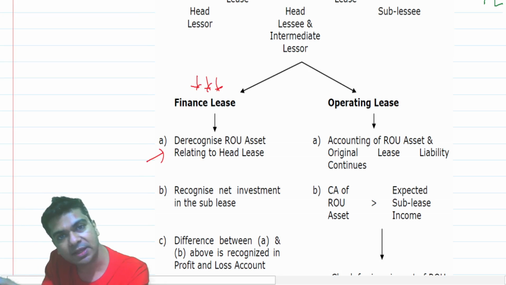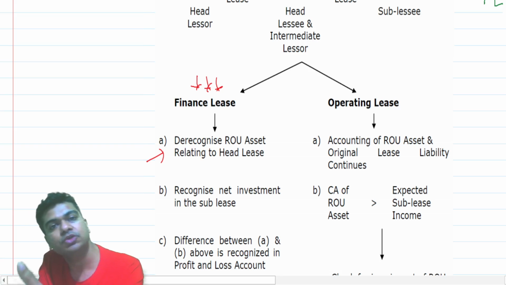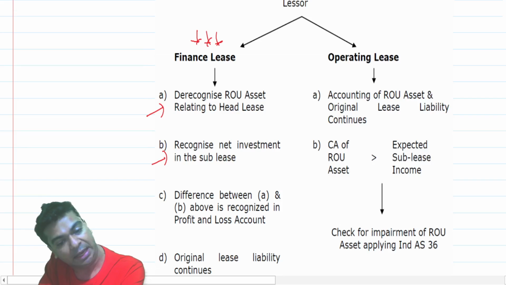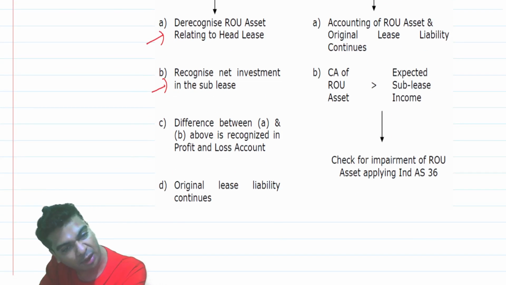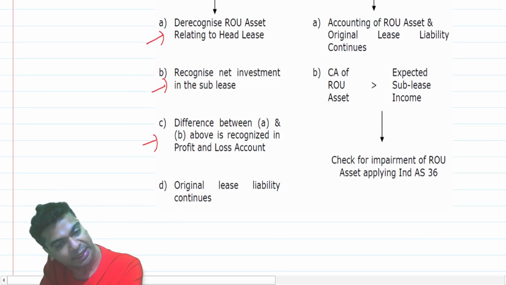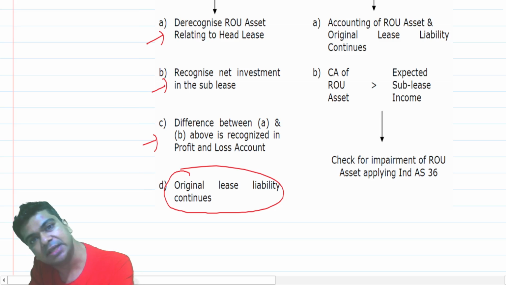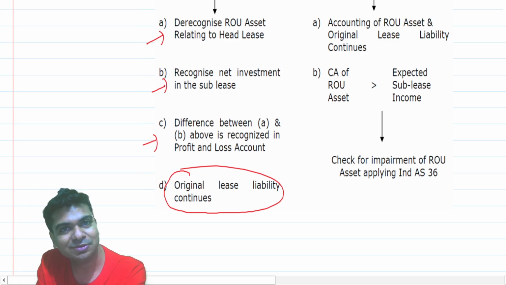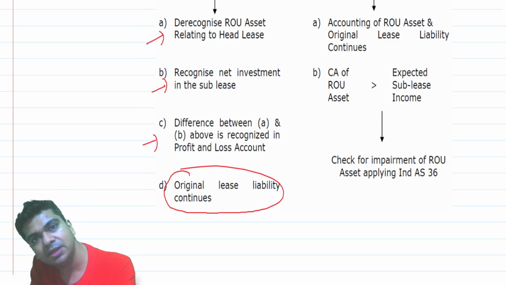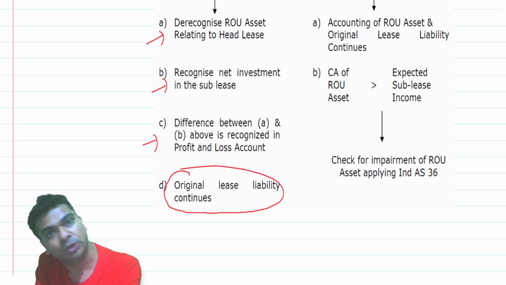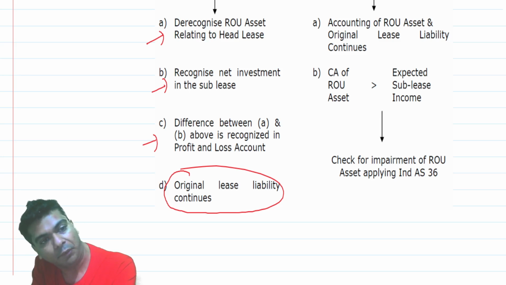De-recognize the ROU asset. We had just seen that, isn't it? The moment you say it is a finance lease, you have to de-recognize the ROU asset. You have to recognize the net investment in the sublease, right? Difference between the two, you have to recognize that in the profit and loss account. But most importantly, original lease liability continues. Original lease liability is simply not getting disturbed, so it will remain as it is in the books, right?